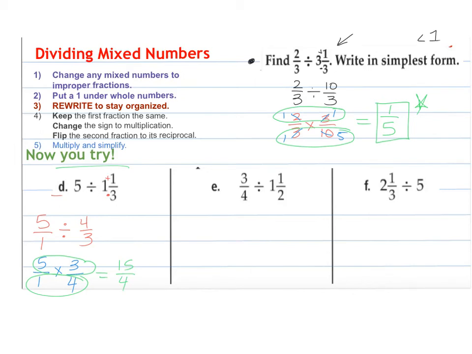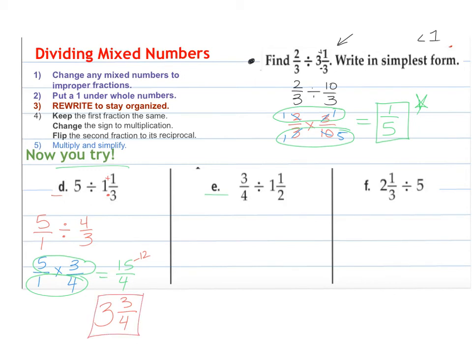I know that 4 goes into 15 3 whole times for 12, and that there are 3 left over out of the fourths I would need to make another whole number. So I get 3 3/4.